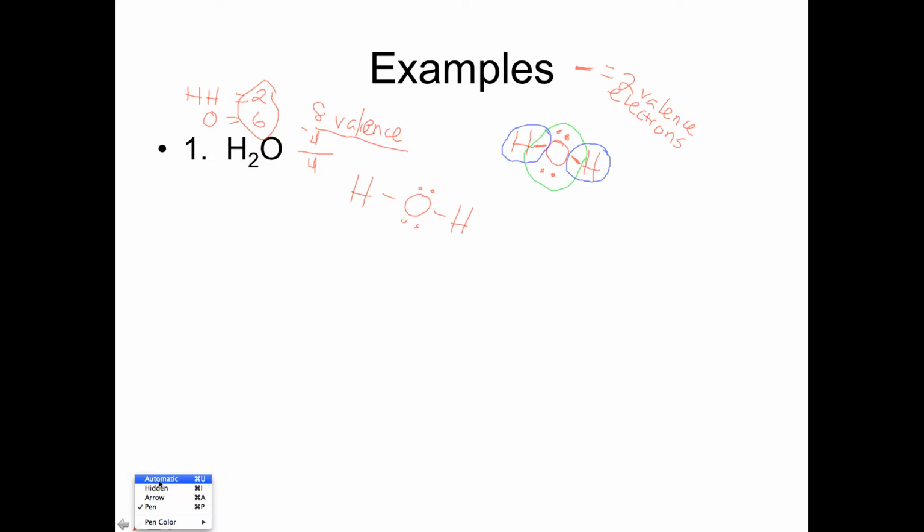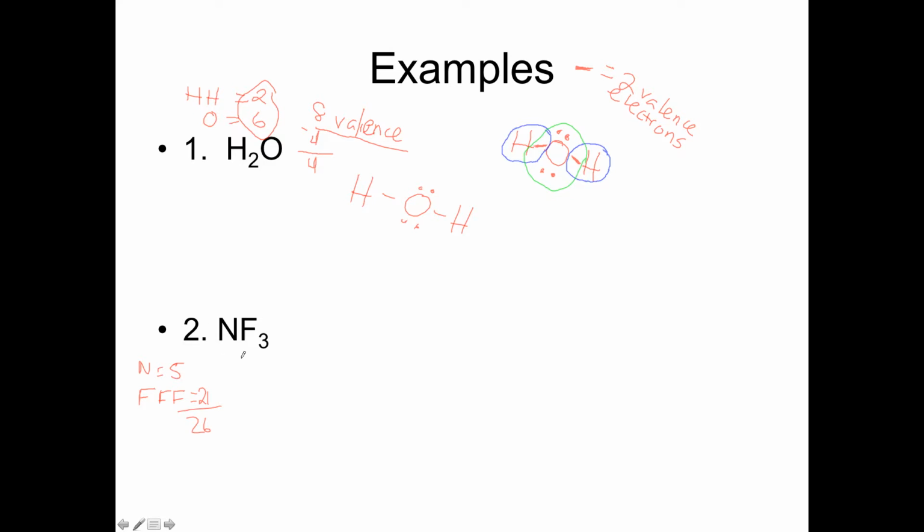Let's try another example. I have NF3. The first thing I'm going to do is count up the total number of valence electrons that I have. Well, I have an N. N is 5 valence electrons. And I have F, but there are 3 of them in this formula. So I have 7 with this F, 7 with this F, and 7 with this last F for a grand total of 21. If I add this together, it gives me 26 valence electrons to play with.